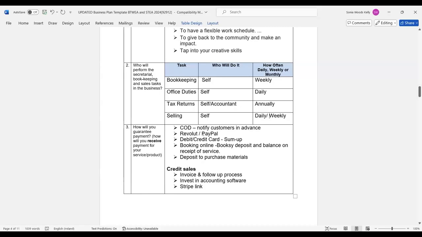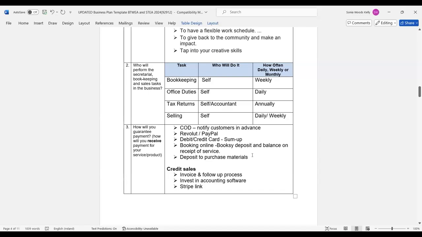Another thing you may do to ensure payment is to set up a business Revolut account or a PayPal account in order that your customers can pay you for your goods and services. You may decide to accept debit or credit cards as a form of payment, and you may need to look into some sort of software or an app to help you with this. And one that springs to mind is SumUp.